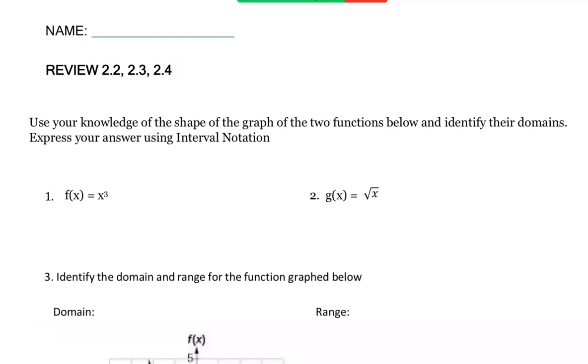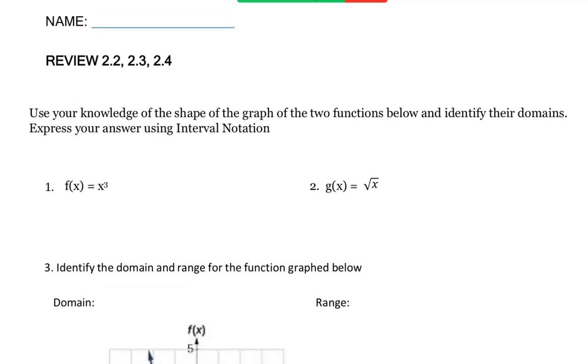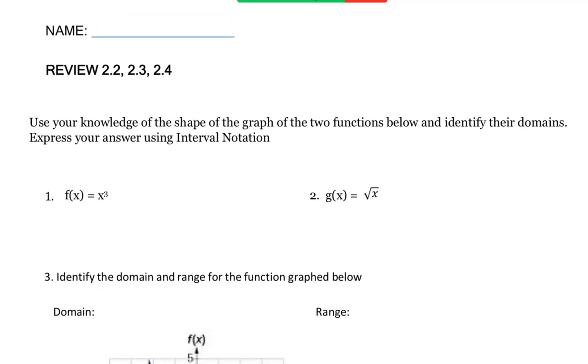Okay, in this video, I'm going to go through the 2.2, 2.3, 2.4 review. So the first questions, you have to provide the graph. So these are our parent functions that we had talked about previously. So once you know these parent functions, you should be able to sketch them for yourself.